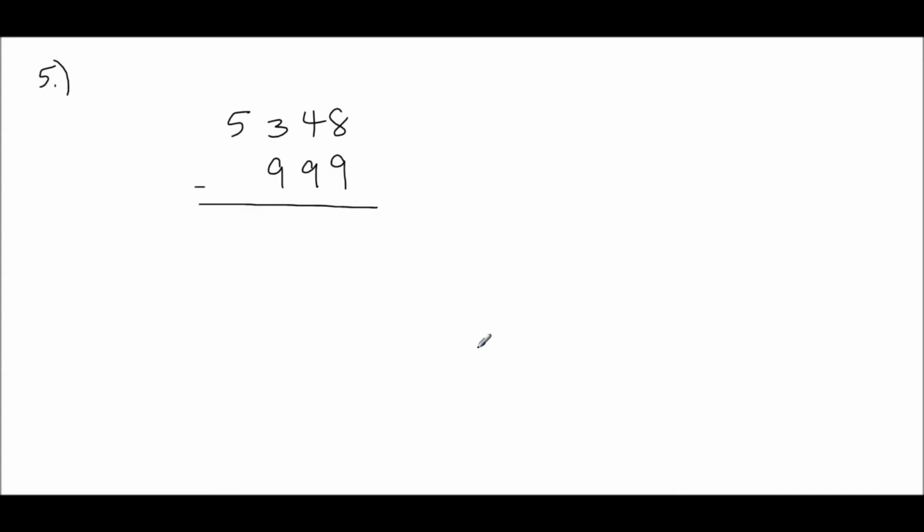Number 5, we have 5,348, and we are subtracting 999 from that. We have moved away from the place value grid that we were using before. We should be able to easily identify these. So the 8 would be in our ones or units column, 4 in our tens, 3 in our hundreds, and 5 in our thousands, and so on. So if we have 8 things, can we take 9 from it? No, because 9 is more than 8.